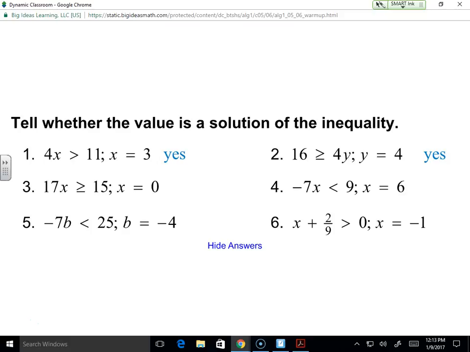But on number 2, is it allowed to be equal? Yes, and what shows that? The little line underneath says greater than or equal to. Does that make sense?